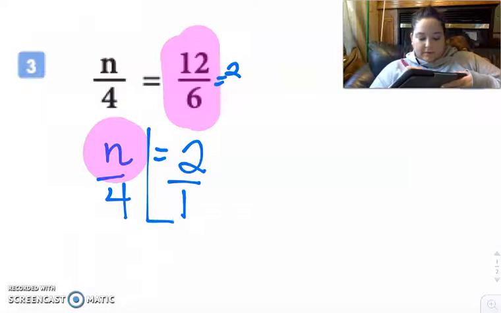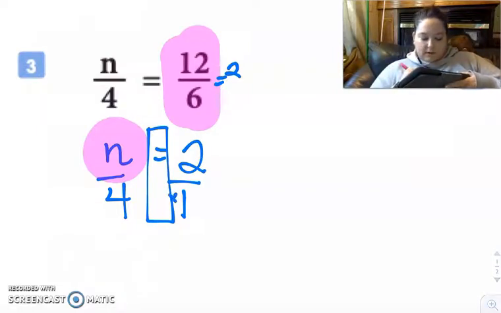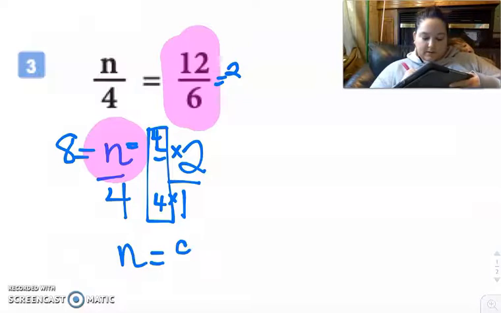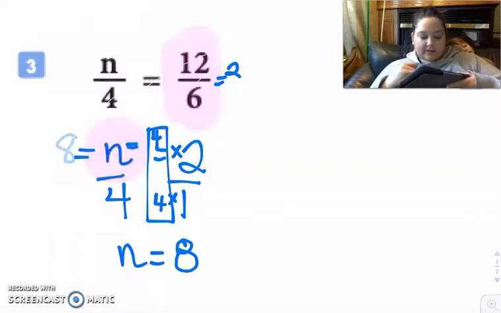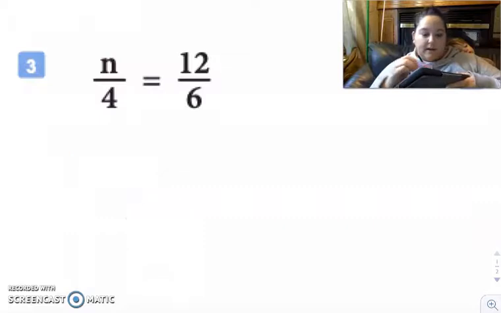I'm also going to use my giant 1 here. 1 times what makes 4? Well, 1 times 4 makes 4, so I'm going to put 4's in my giant 1. And 2 times 4 is 8. So n equals 8. Now you'll notice I could solve it with the original problem if I didn't really realize right away that 12 over 6 is the same as 2. I could still solve it this same way.